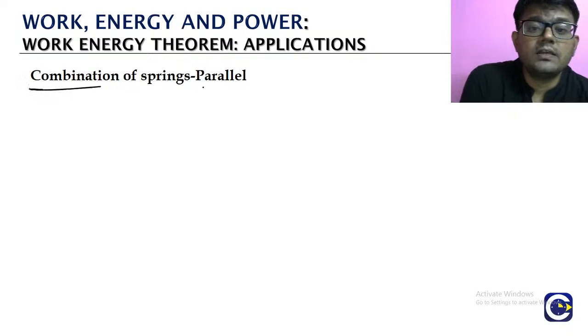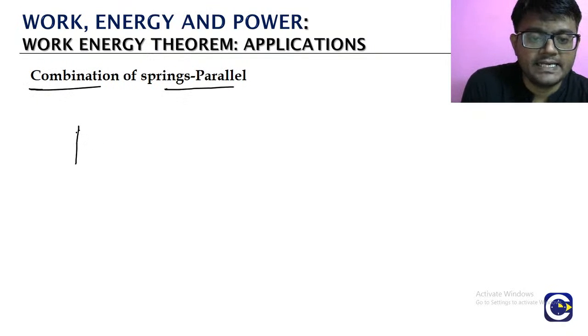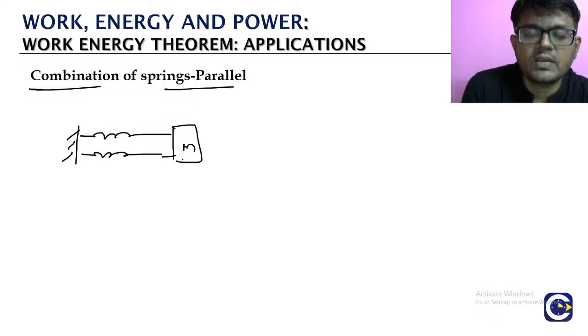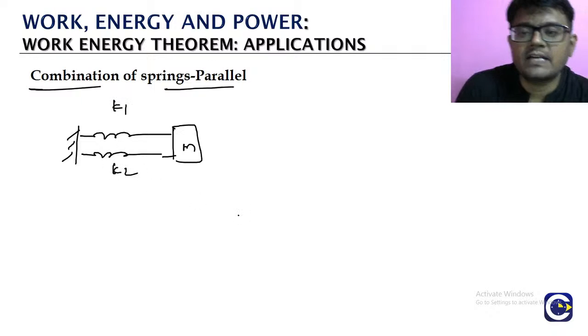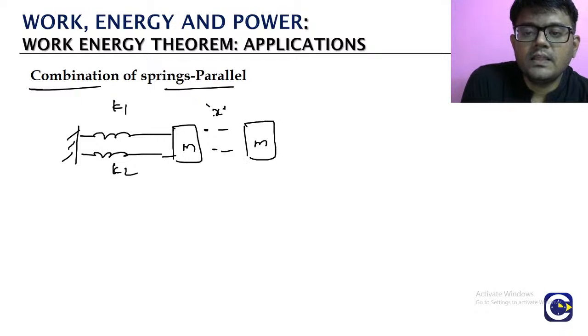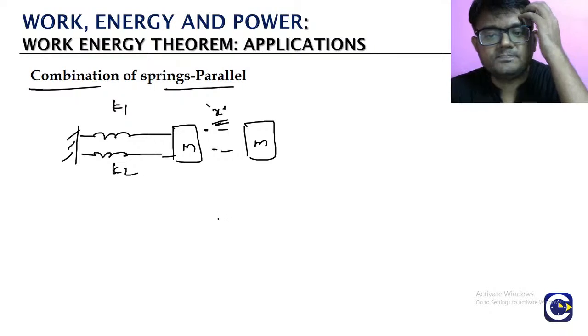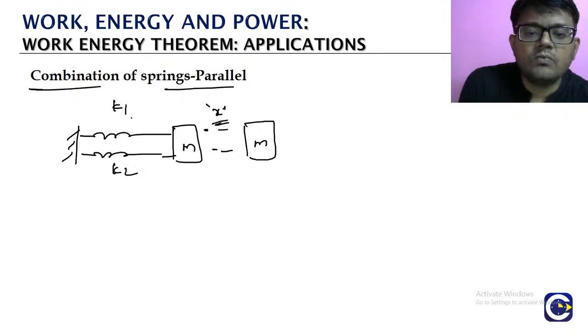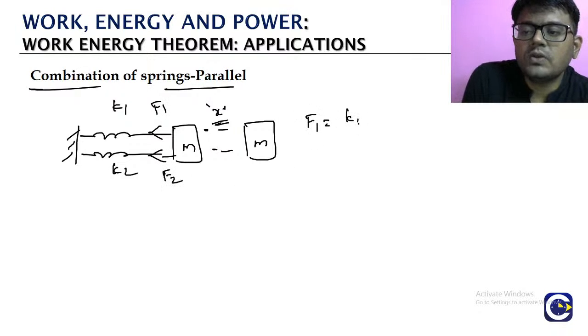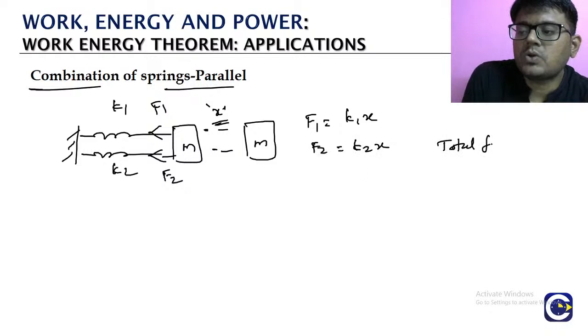Then we'll talk about the parallel combination. Parallel means, like I said, imagine we have two springs connected to the object like this. Spring of constant K1, another spring of constant K2. Let us say we give an elongation X. We'll see that spring 1 also will be elongated by the same value X, and spring 2 also will be elongated. As a result, we'll have F1 and F2. What will be the F1 value? K1 into X. F2 is K2 into X.